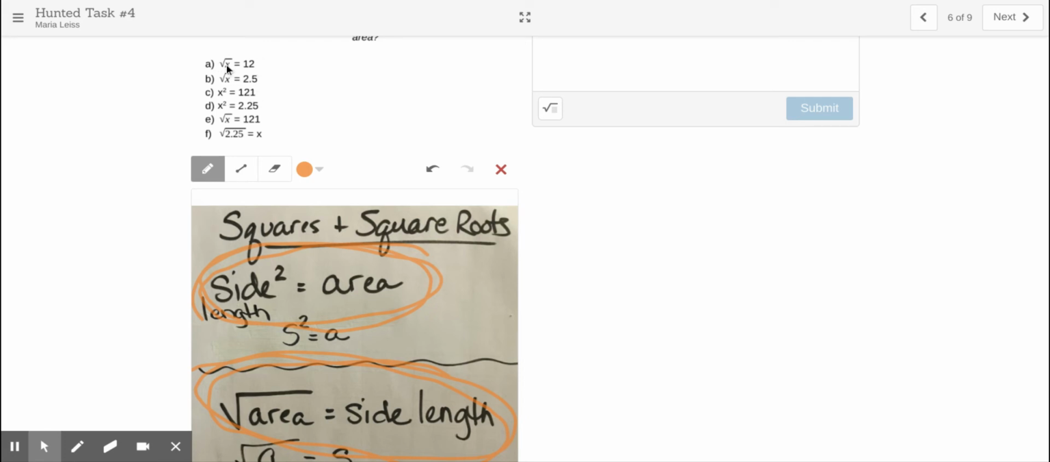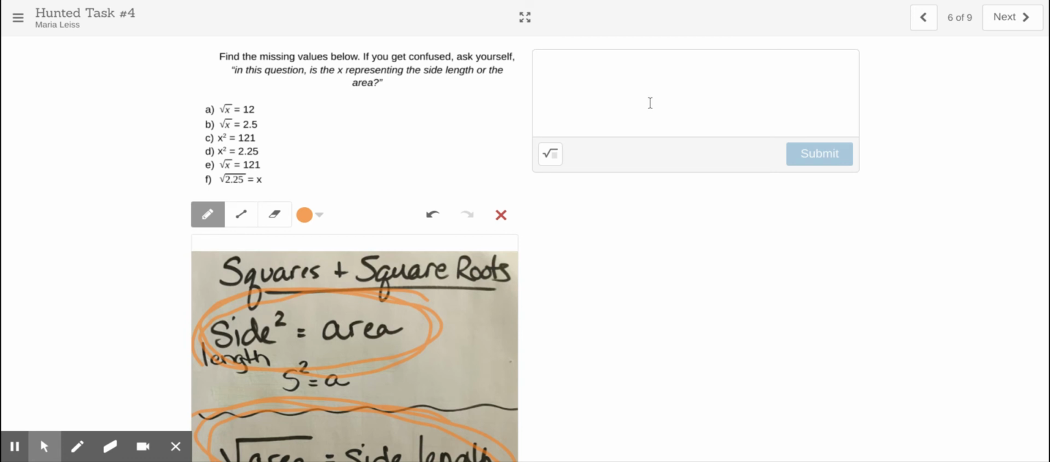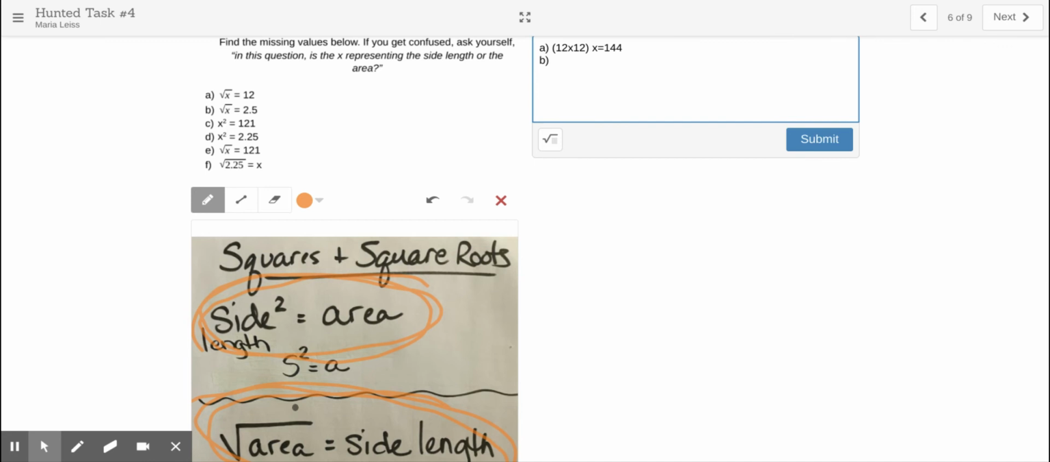So what is the area of a square if the side length is 12? Well, if I know the side, I know that 12 times 12 gives me area. That means I can do 12 times 12, and it tells me that x equals 144. Same thing with B. It looks exactly the same. Again, underneath the radical is the word area, which means I have 2.5 as a side length. So I'm going to do 2.5 times 2.5.